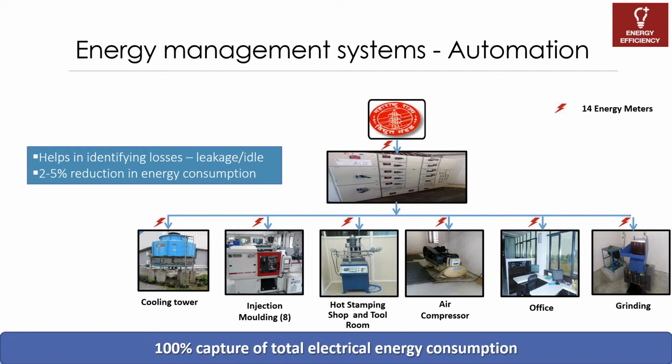And after getting these alerts on the energy management systems they had put in place, they were able to track them down. They were able to work on it. They were able to shift the operational strategies, and in the process, they were able to achieve 2 to 5% reduction in their energy consumption, which was huge for them. Next slide, please.